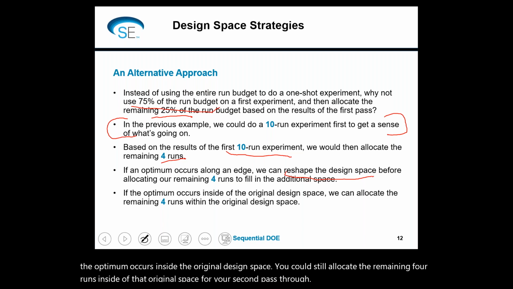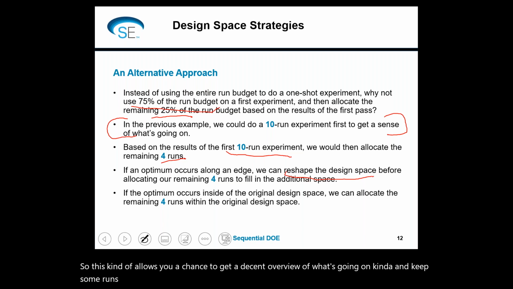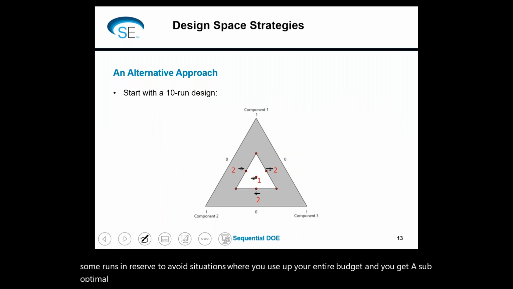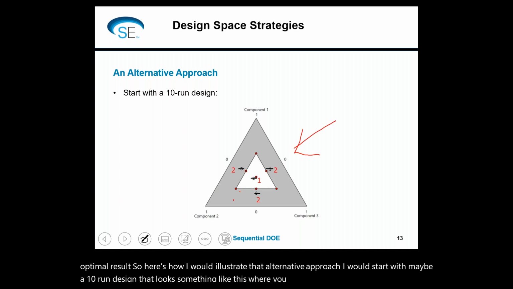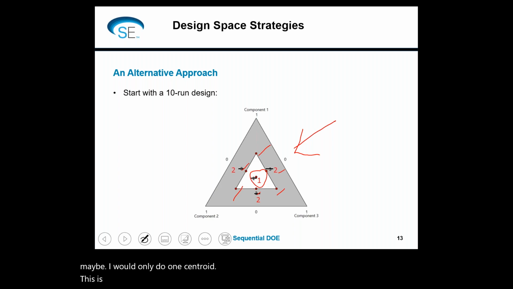So this allows you a chance to get a decent overview of what's going on and keep some runs in reserve, to avoid situations where you use up your entire budget and get a suboptimal result. So here's how I would illustrate that alternative approach. I would start with maybe a 10-run design that looks something like this, where I do 1 run at the vertices. Now, instead of doing 3 runs at each of the edges here, I would only do 2, and I would only do 1 centroid. This is an optimal design that I just cooked up in Design Expert.